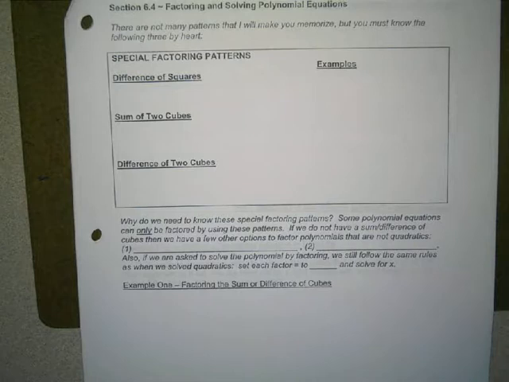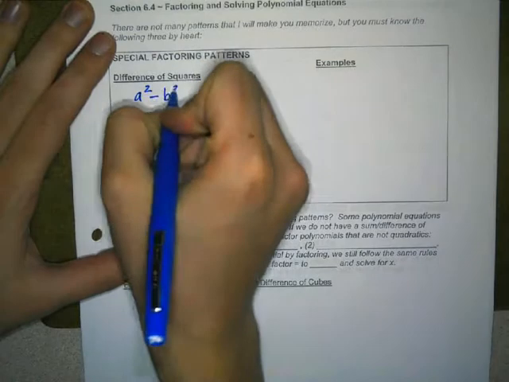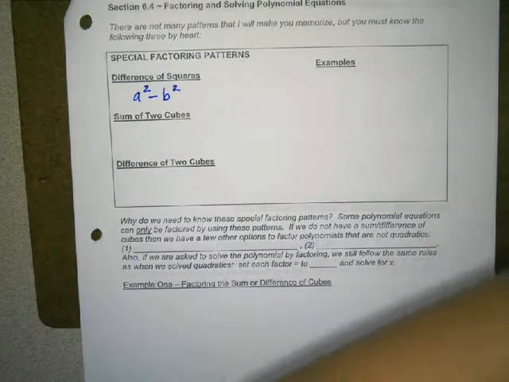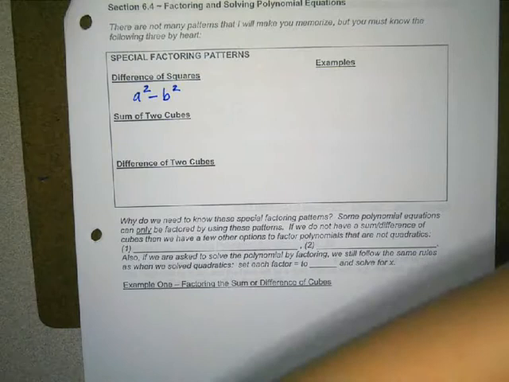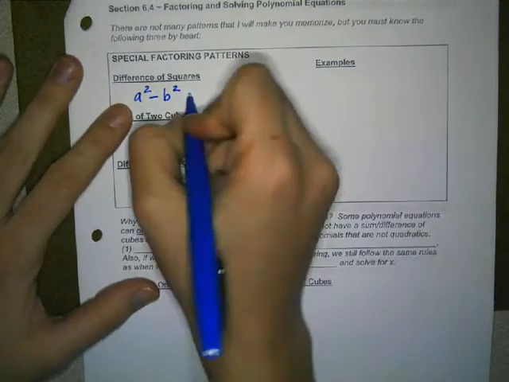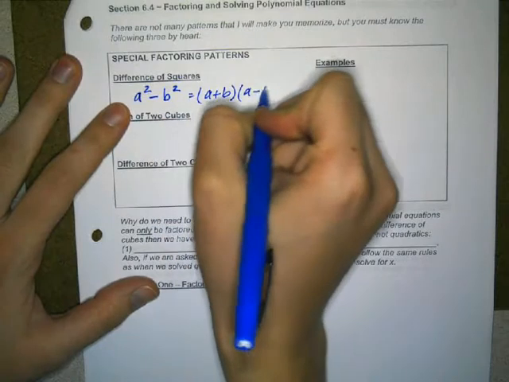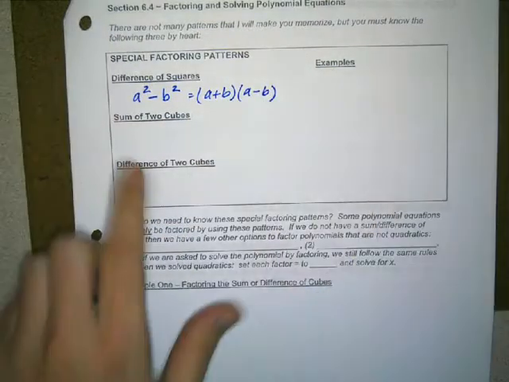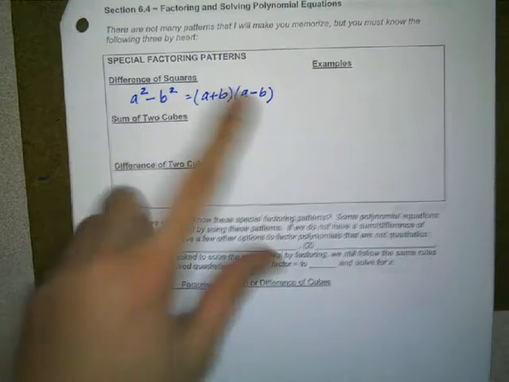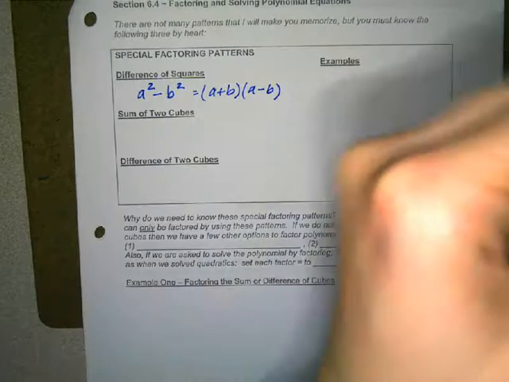Alright, for difference of squares, the general format that would have to be in would be a squared minus b squared. And then to factor that, the factored expression would be whatever the square root of a is, goes in both parentheses. Whatever the square root of b is, goes in both parentheses. The parentheses look exactly the same except one's positive and one's negative.